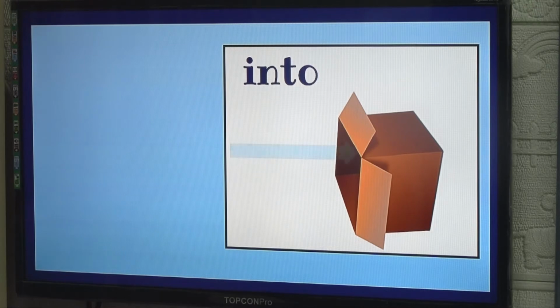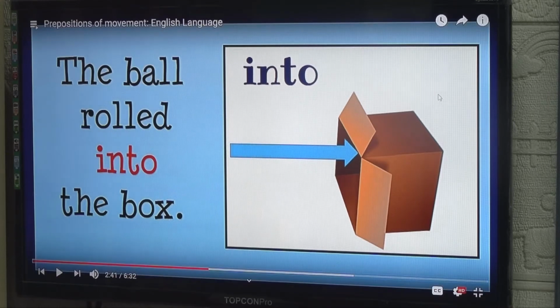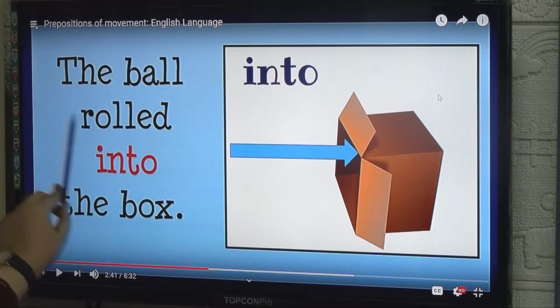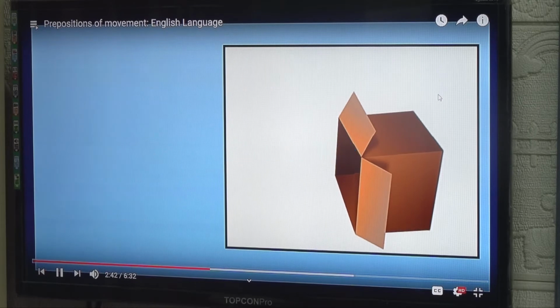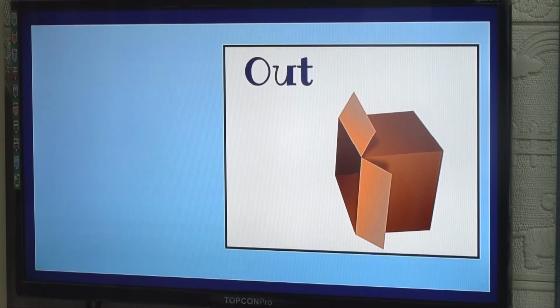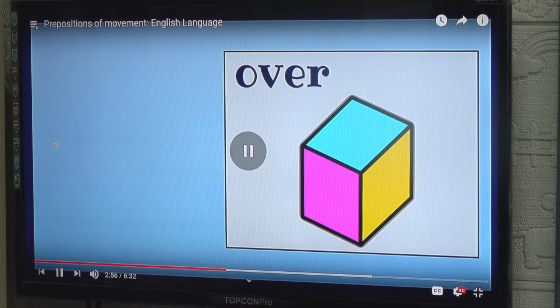Into. Into is also something we're going to learn. Into is very easy. Basically entering something. The ball rolled into the box. So into has a very straight meaning. It means going into something, entering something. The ball rolled into the box. Out. I think that's all. The ball rolled out of the box.